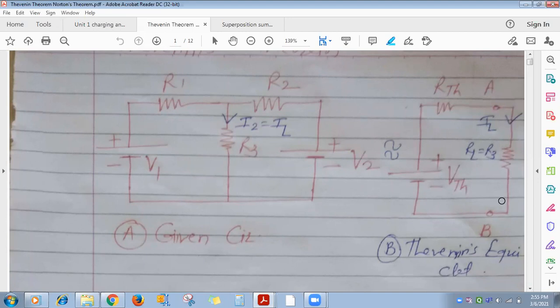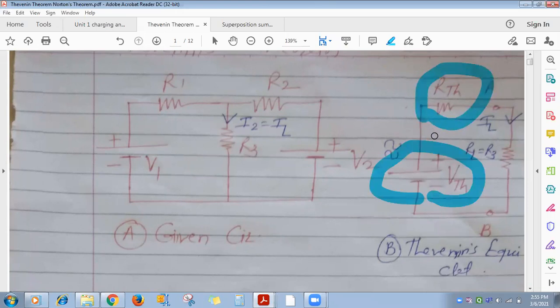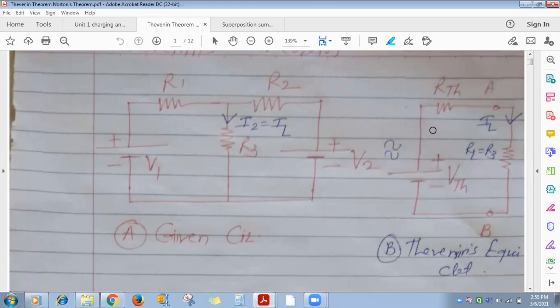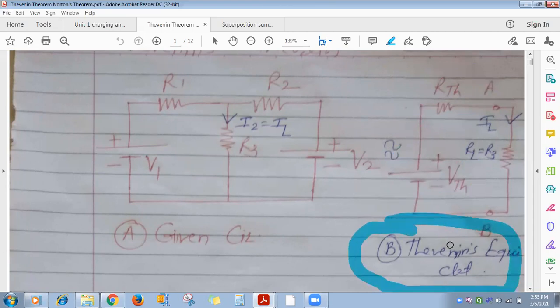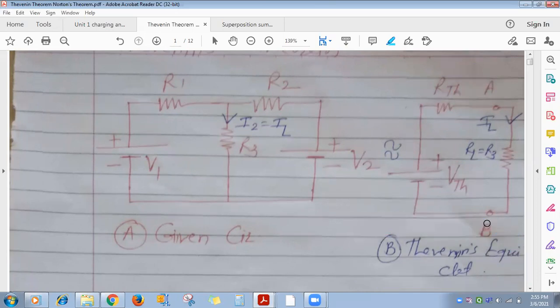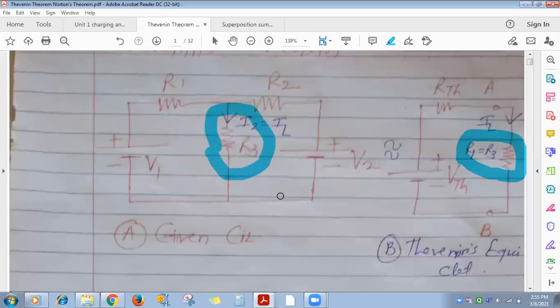The value of VTH and the value of RTH is different from circuit to circuit, but the format is same. Thevenin's equivalent circuit of every circuit is VTH in series with RTH in series with RL, and RL is the same resistance through which you have been asked to find out the current. So this is called Thevenin's equivalent circuit.